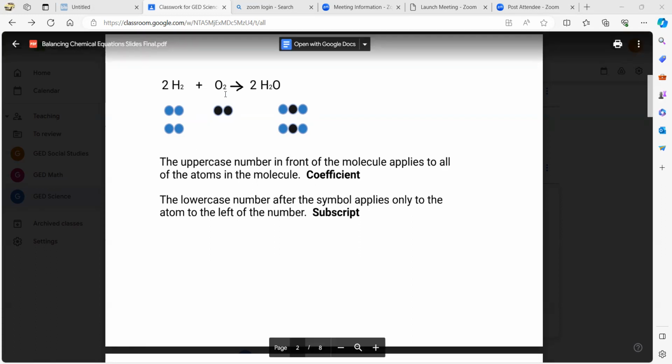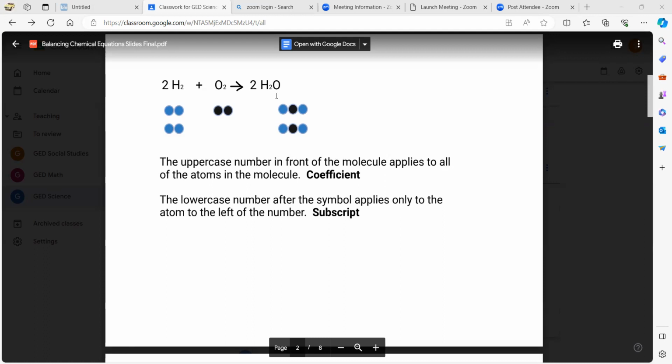So the little number only applies to the atom in front of it. So this 2 only applies to the oxygen. This 2 only applies to the hydrogen. This big 2, the coefficient, applies to the hydrogen and the oxygen. So this is really important.